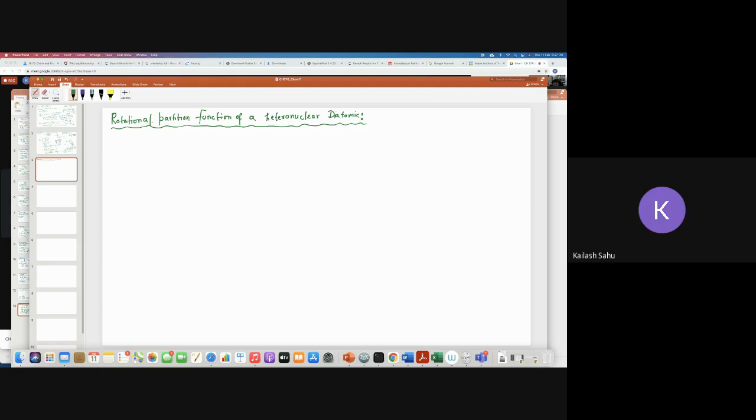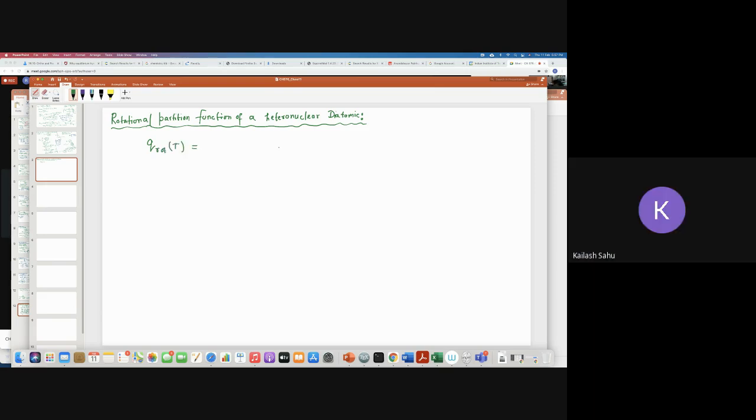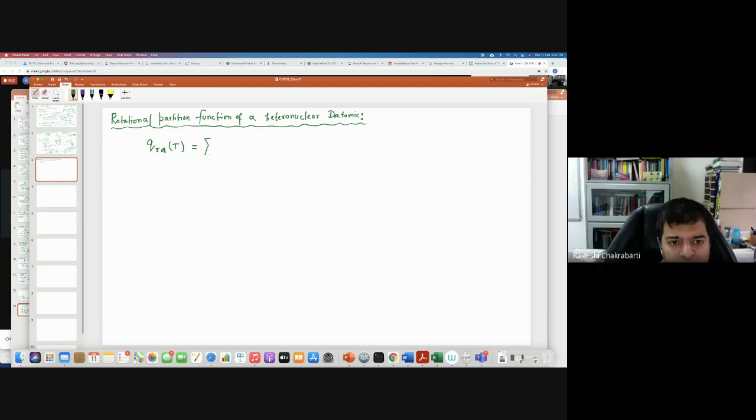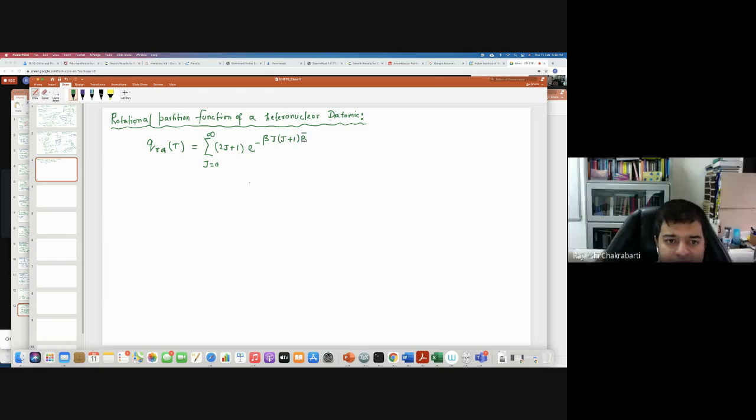Yes, sir. Okay. So let us write down the rotational partition function. What is the expression? Summation over 2j plus 1. The quantum number is j, goes from 0 to infinity, but you don't forget the degeneracy, which is 2j plus 1, times e to the power minus beta epsilon j, where epsilon j is j into j plus 1 times b bar. We have done the notations in the last class.